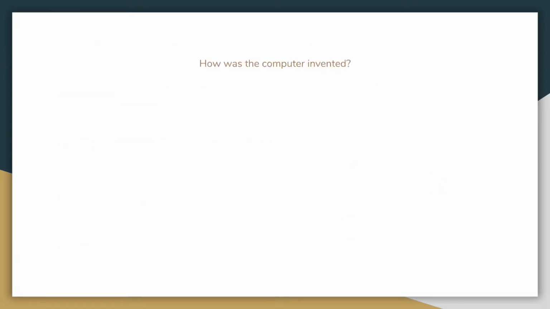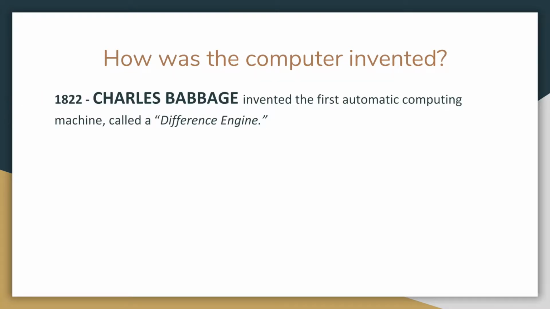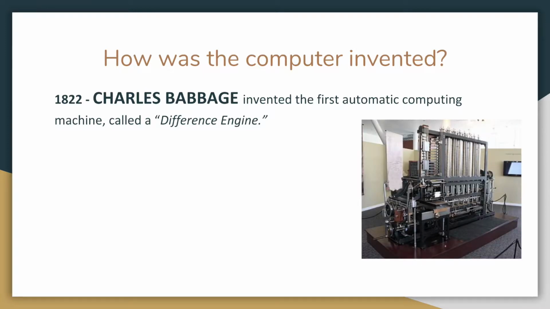So, how was the computer actually invented, and by whom? Well, in 1822, Charles Babbage proposed the first ever concept of what is now known as a computer. Called the difference engine, this automatic computing machine could compute several sets of numbers. However, this couldn't be completed because of funding issues.